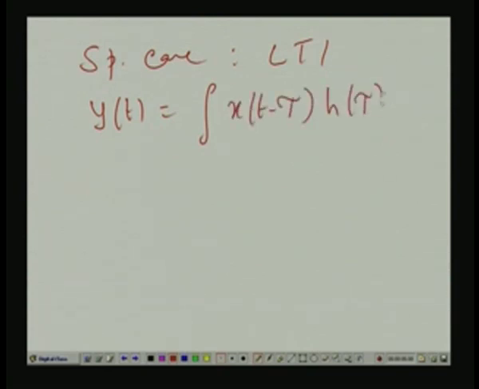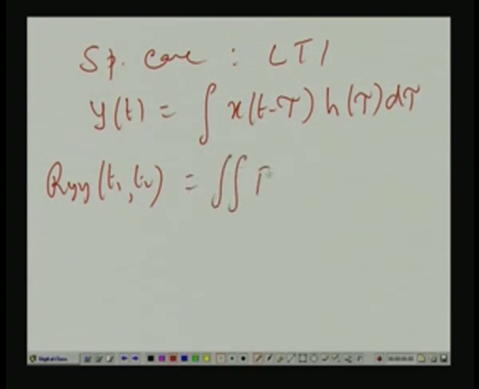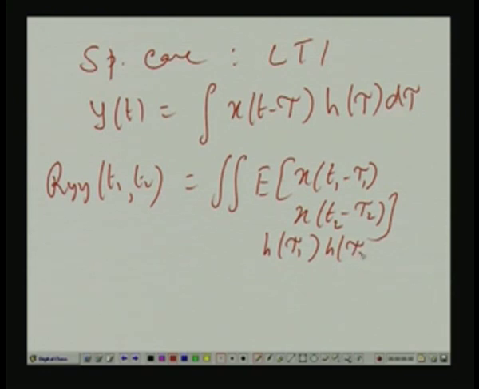So R y y at T1, T2 will be what? E, now I am doing first. Or it means E of y T1 into y T2. So, E of x T1 minus tau 1, x T2 minus tau 2, h tau 1 h tau 2.